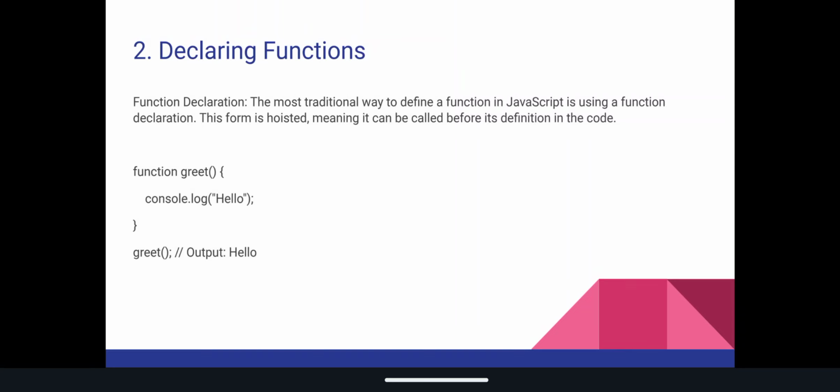Declaring functions. Function declaration. The most traditional way to define a function in JavaScript is using a function declaration. This form is hoisted, meaning it can be called before its definition in the code. Here is an example for declaring functions.